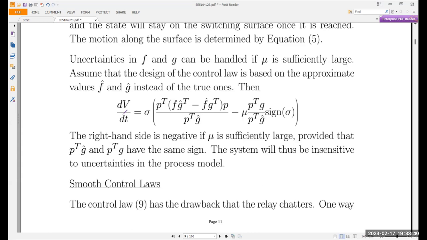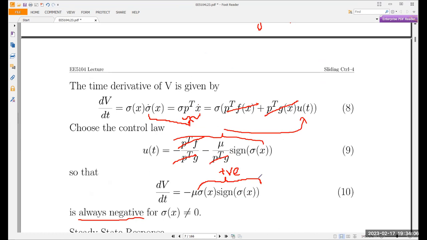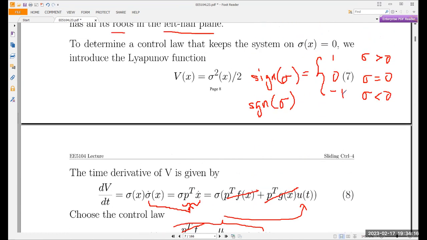The next problem we have would be the control law number 9. What does it mean? You see, control law number 9 is here. What is sign? Sign is defined like that. When sigma is positive it is 1, when sigma is negative it is minus 1, when sigma is 0, it is 0.